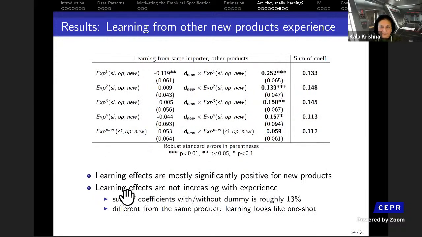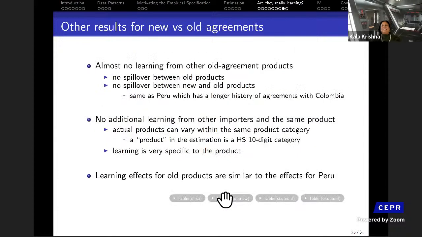Learning from other new product experience, we see learning effects are mostly significantly positive for new products, but there's not much variation with experience. So this is sort of like a one-off kind of thing. Learning here looks like a one-off thing. The others, four, we're not going to show you because it's there in the table, and there's only so much abuse that you can suffer by being forced to see table after table. Okay. So we summarize what the overall results are. There's almost no learning from other old agreement products, no additional learning from other importers in the same product. Learning effects for old products are very similar to those for Peru.